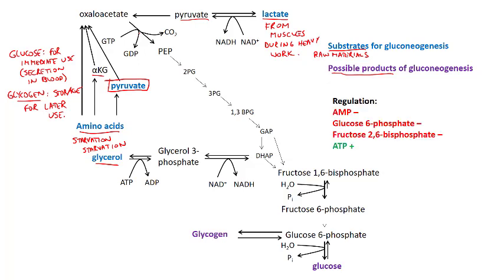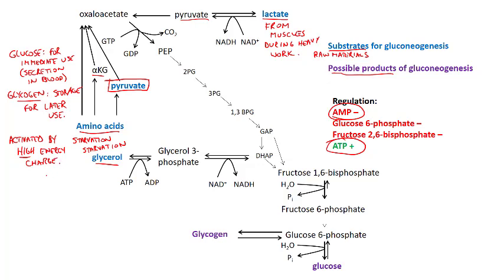All right, let's take a look at the regulation of gluconeogenesis. AMP inhibits gluconeogenesis and ATP activates it. Notice that this is the exact inverse of glycolysis, right? Glycolysis is inhibited by ATP and activated by ADP and AMP. So notice that gluconeogenesis is activated by a high energy charge. We saw that term before.